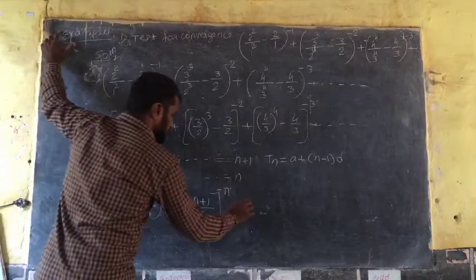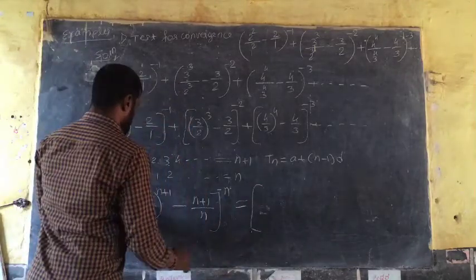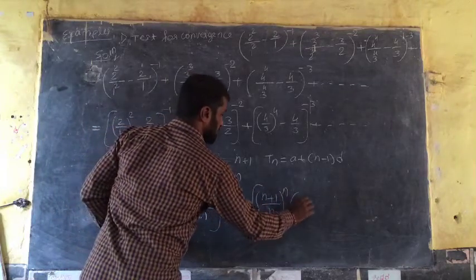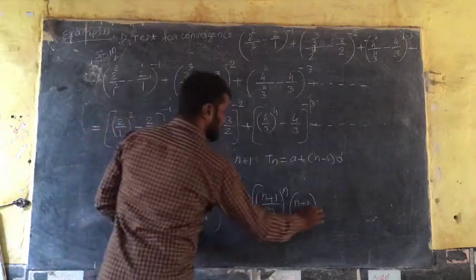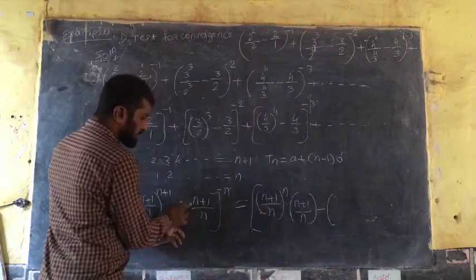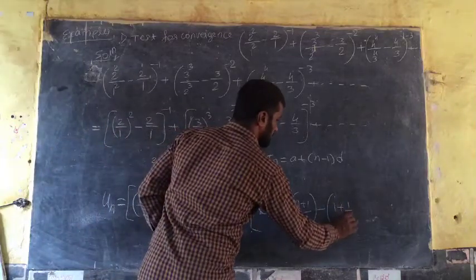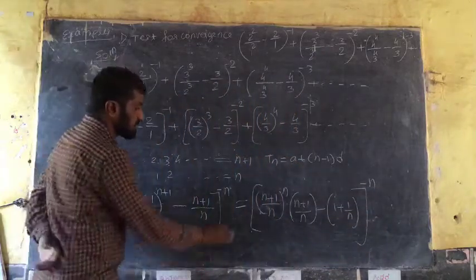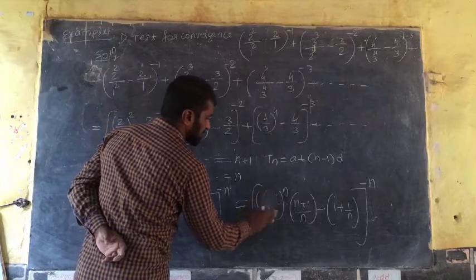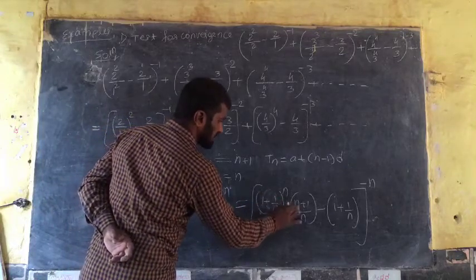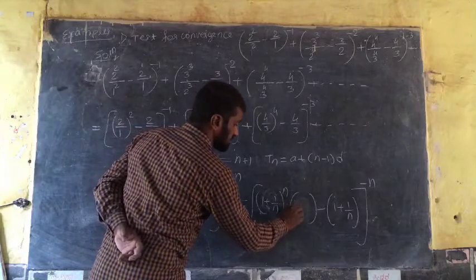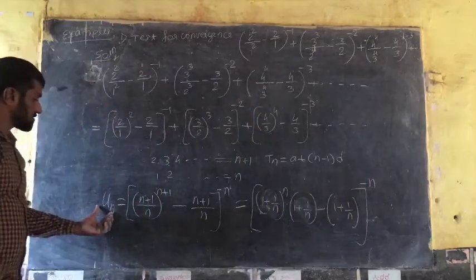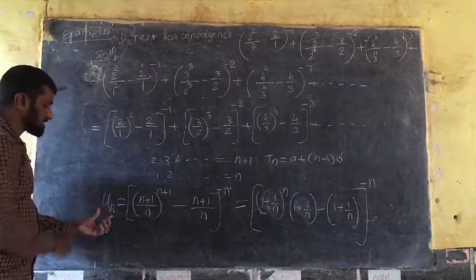Now I can simplify this. I split it: un equals (n plus 1 divided by n) raised to n plus 1, minus (n plus 1 divided by n) raised to minus n. Dividing each term by n, it becomes (1 plus 1 by n) raised to n plus 1, minus (1 plus 1 by n) raised to minus n. Now apply the limit using the Cauchy root test.